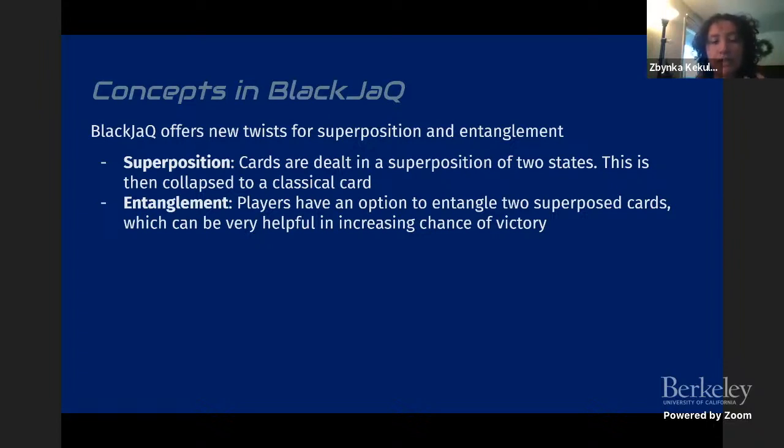And how are we teaching these concepts? The concepts of blackjack are implemented in this game to get general audiences familiarized. So we have them shown analytically through card playing. Superposition is shown through cards being dealt in a superposition of 2 states. You will see superposed cards in this game where they could be either 1 or 2 values or states, which then collapse to a classical card. And entanglement is shown when players have an option to entangle 2 superposed cards, which can be very helpful in increasing their chance of victory.